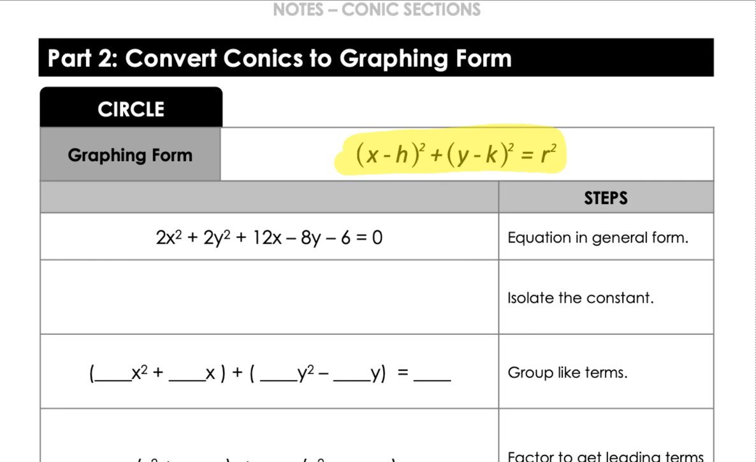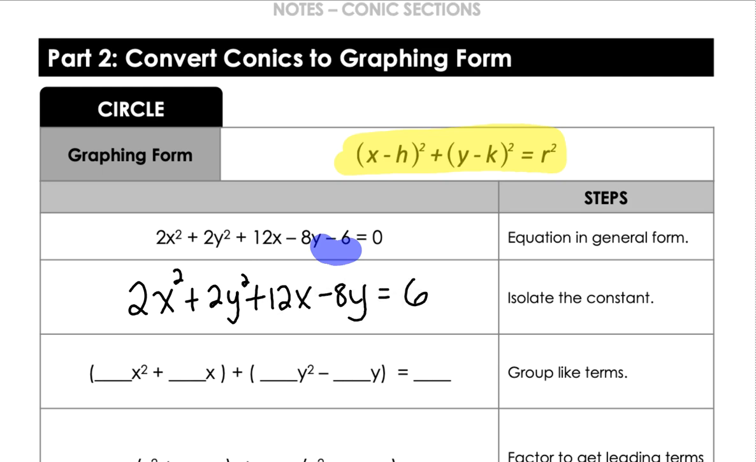So starting in our general form, we would want to isolate the constant. So remember, the constant is the number without any variable attached to it. To isolate that, I would move it to the other side by adding it. So I would have the equation 2x squared plus 2y squared plus 12x minus 8y equals 6. So I have isolated that constant on the other side away from all of the variables.